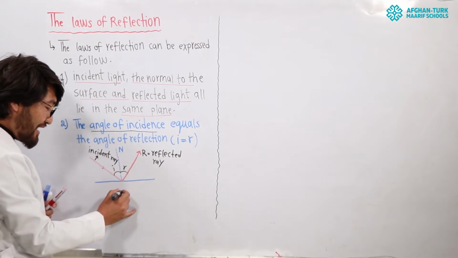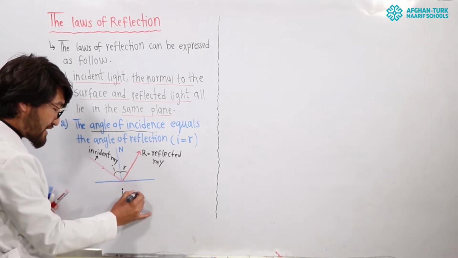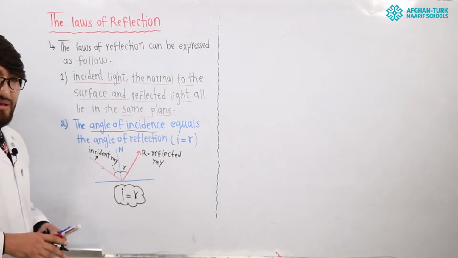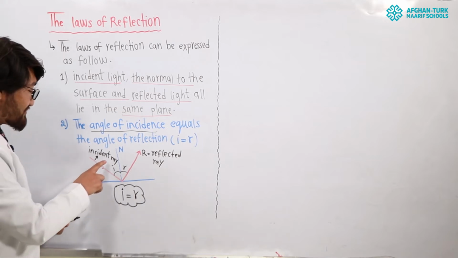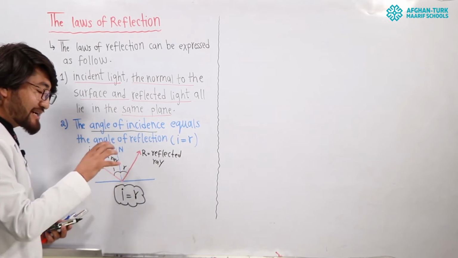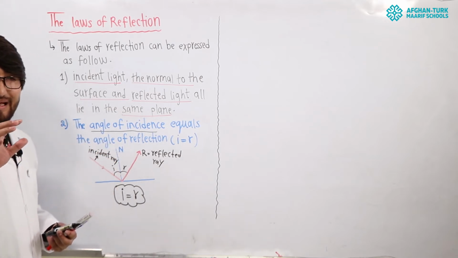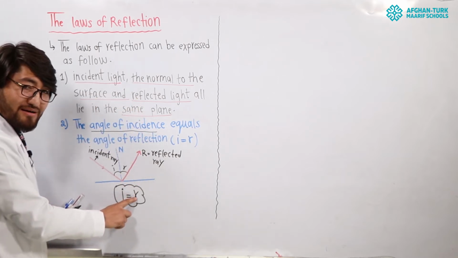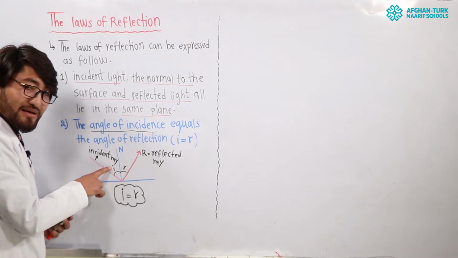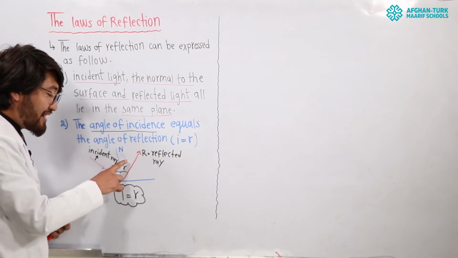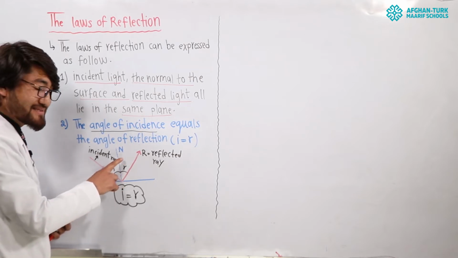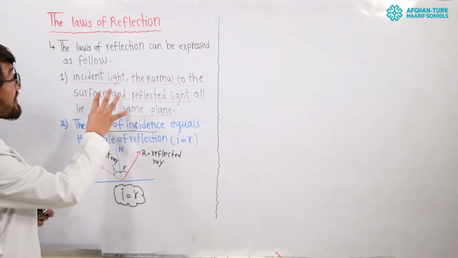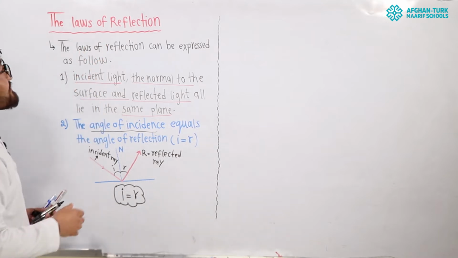This angle I is equal to R. Remember this one. The angle that the incident ray makes is equal to the angle that the reflected light makes. It means I is equal to R. If the angle is 30 degrees, R is also 30 degrees. If the angle is 40, R is also 40. This is called the laws of reflection.